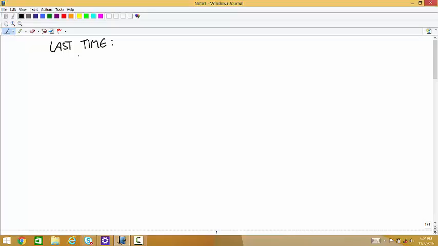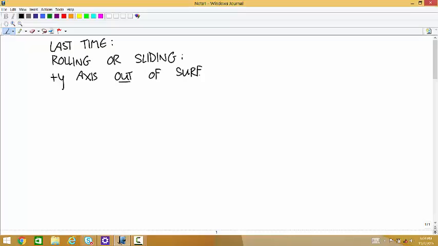So if you have rolling or sliding along an incline, make the positive y-axis out of the incline, the surface, and the x-axis parallel to the surface.